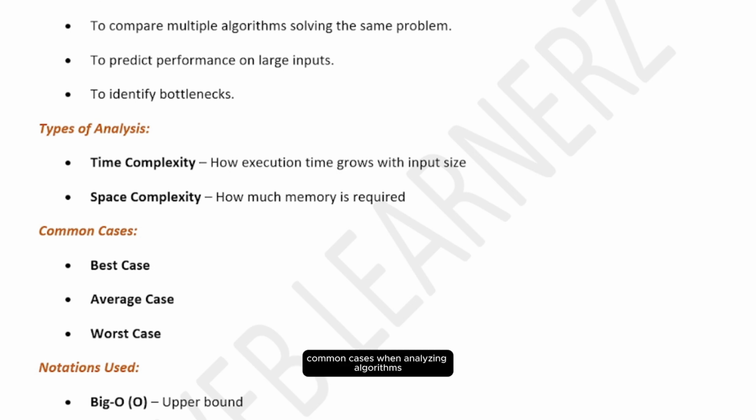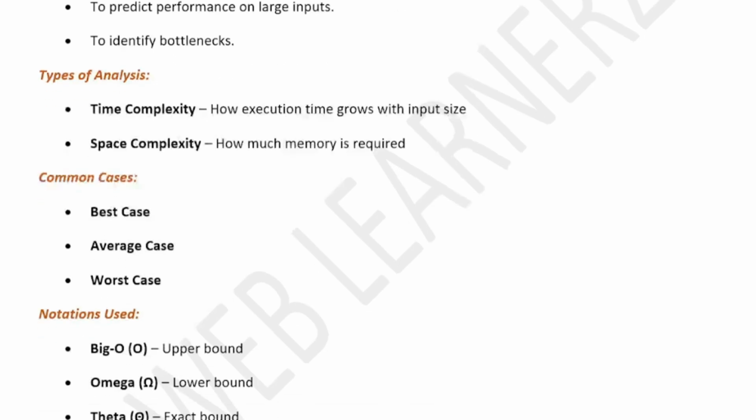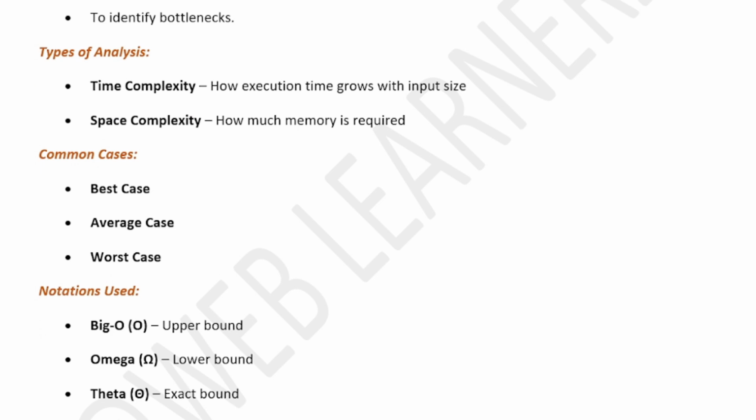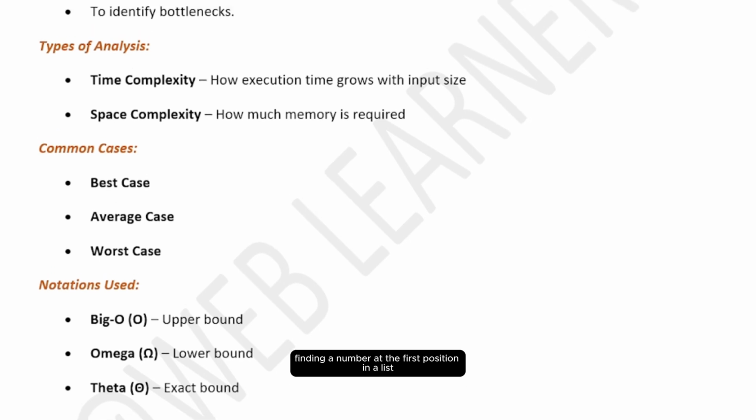Common cases. When analyzing algorithms, we consider three common cases. First one is the best case. Best case is the minimum time taken by an algorithm. For example, finding a number at the first position in a list.